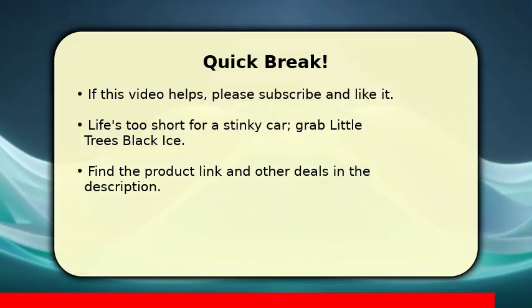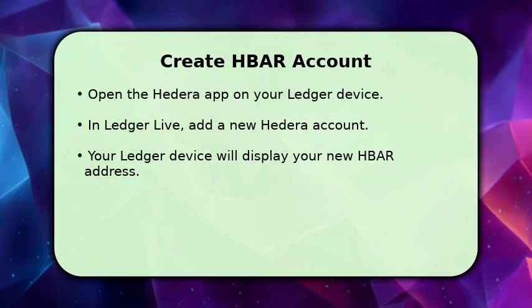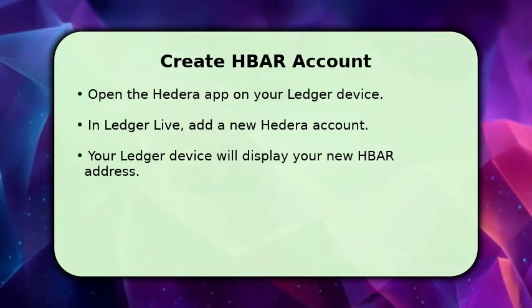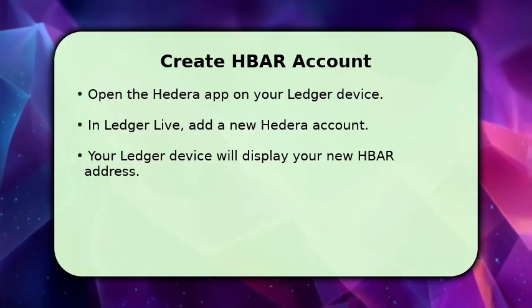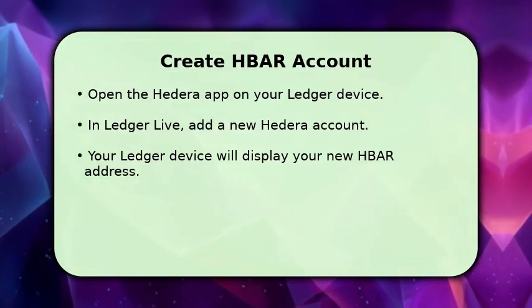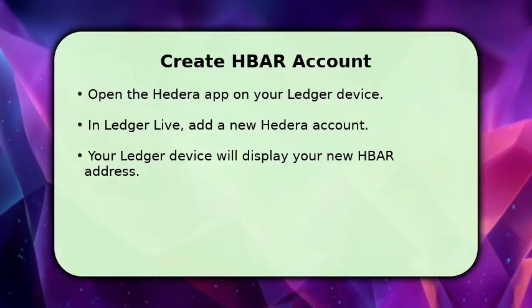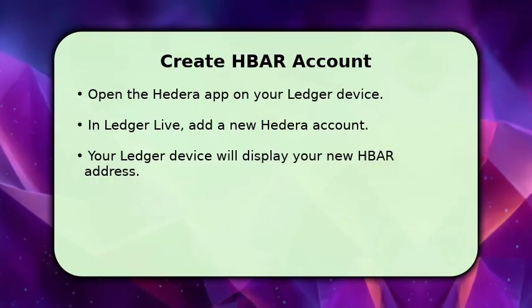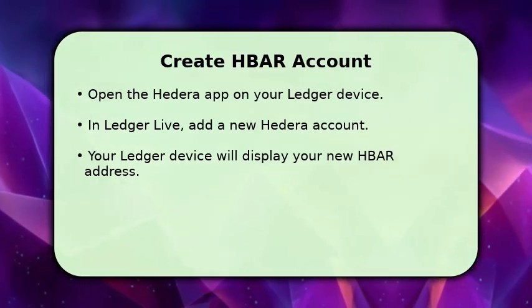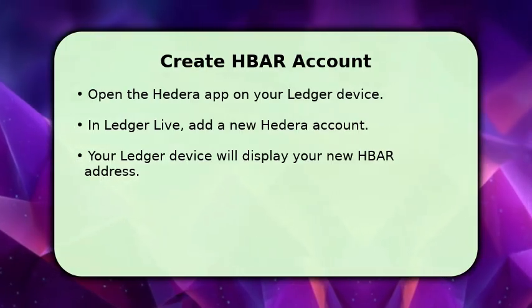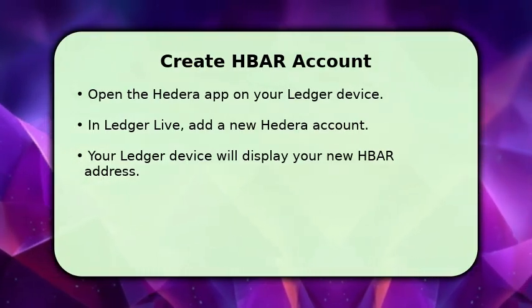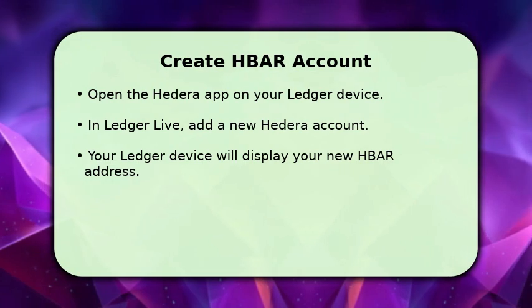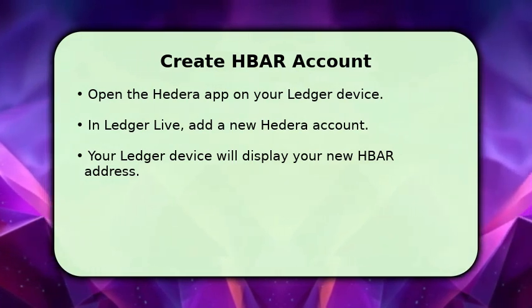Now, let's get back to the video. Once the Hedera app is installed, open it on your Ledger device. Then, back in Ledger Live, navigate to the Accounts section and click Add Account. Select Hedera from the list. Ledger Live will then synchronize with your device to create a new HBAR account. Your unique Hedera address will be generated and displayed, ready for you to receive HBAR.